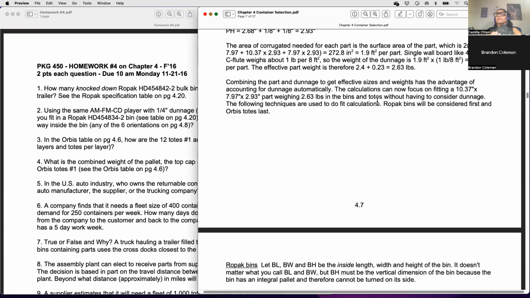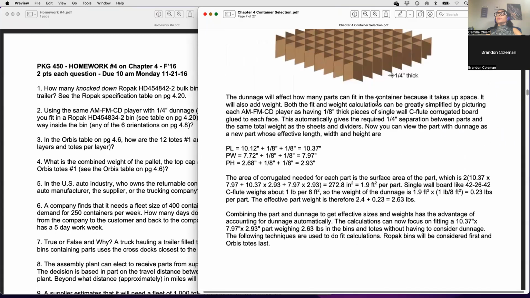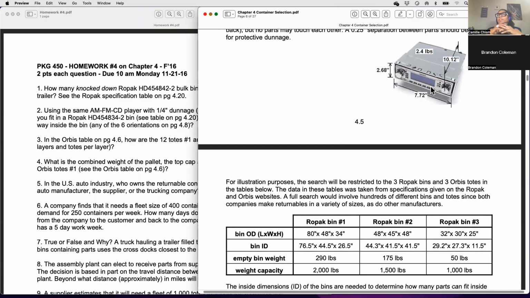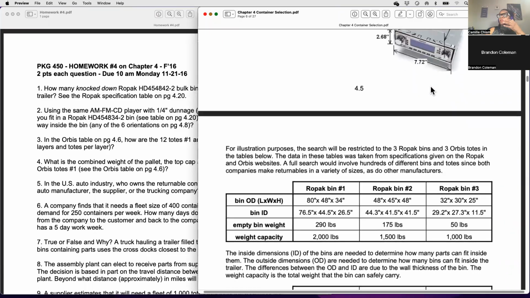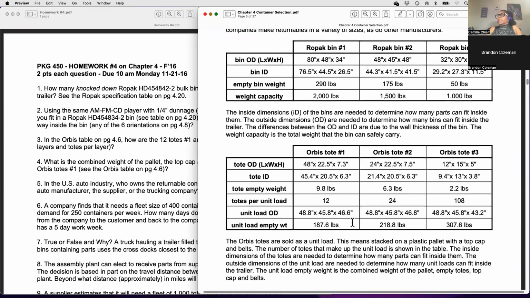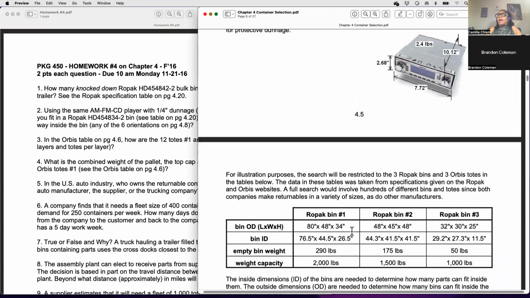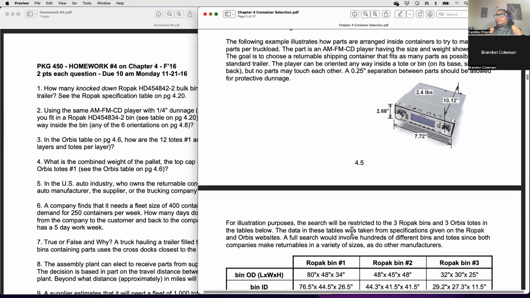So for this one, in this scenario, they're using RollPac bins and Orbis totes last because this part is big enough that, let's say you want to put this in one of these totes, for example. Let's say you want to put it in the 48 by 22.5 by 7.3. Your ID is going to be just under 45.5 by 20.5 by 6.3. So look at this radio. Let's just start with the 6.3 dimension, your height. Your height of your tote is 6 1/4, basically.